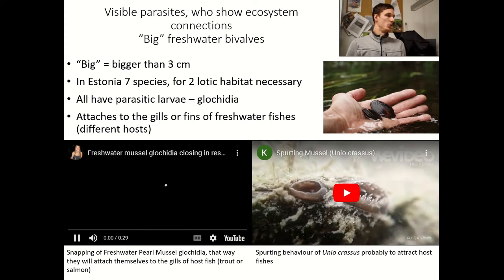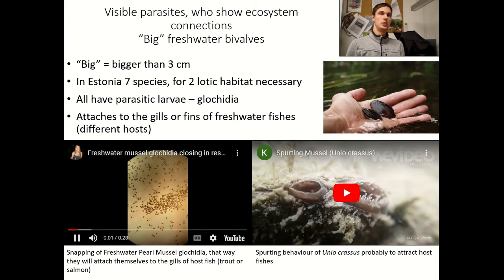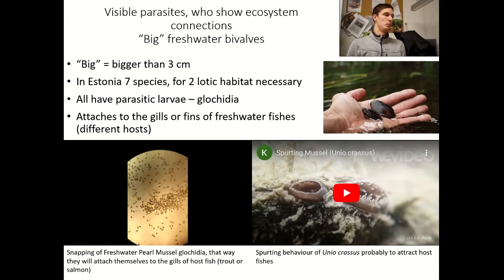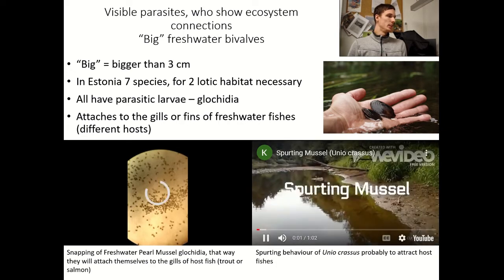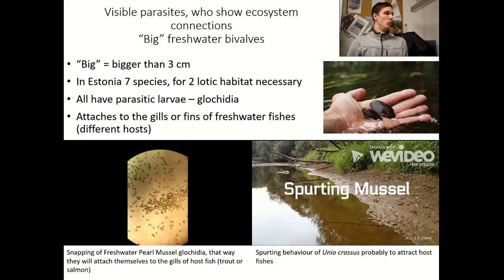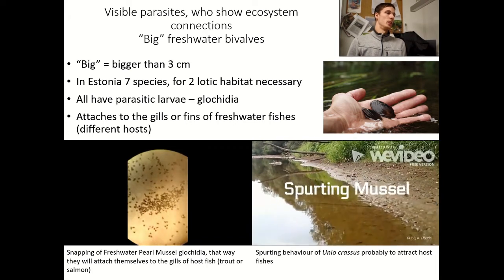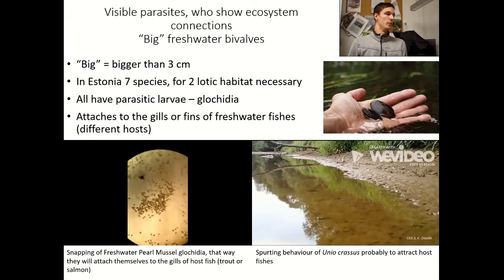Now you can look at the video of the freshwater pearl mussel glochidia snapping their shells together, which is the same reaction when the larva happens to get on the gills of the fish, and then it snaps the shells together and attaches itself to the gills. And on the other side there is a 1 minute video about thick-shelled river mussel behavior.